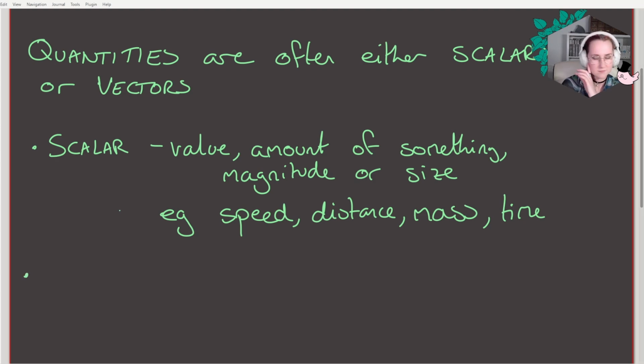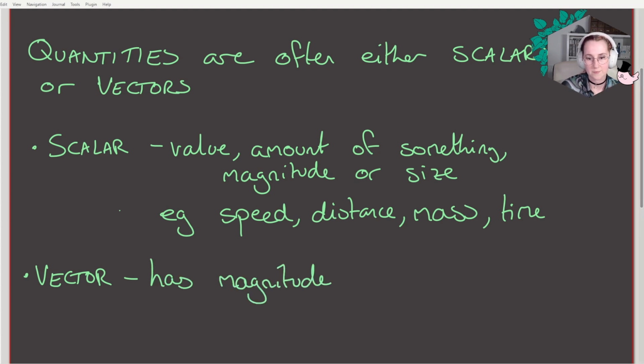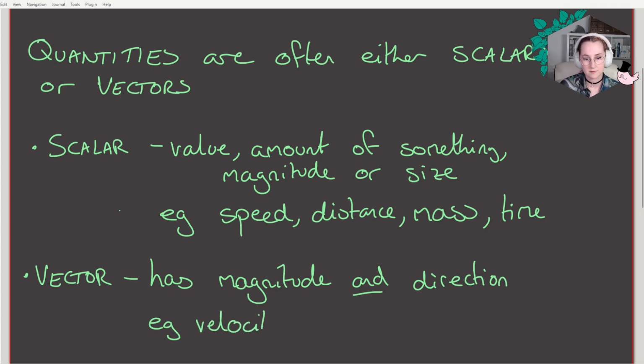So a vector then is something that has both a size and a direction. So magnitude and direction. So this is where, in contrast to speed, we have velocity. Right? If I'm traveling down a road at 30 miles an hour, my speed will always be 30 miles an hour, but my velocity might be 30 miles an hour west or 30 miles an hour in the positive x direction to make it a little bit more mathematical.